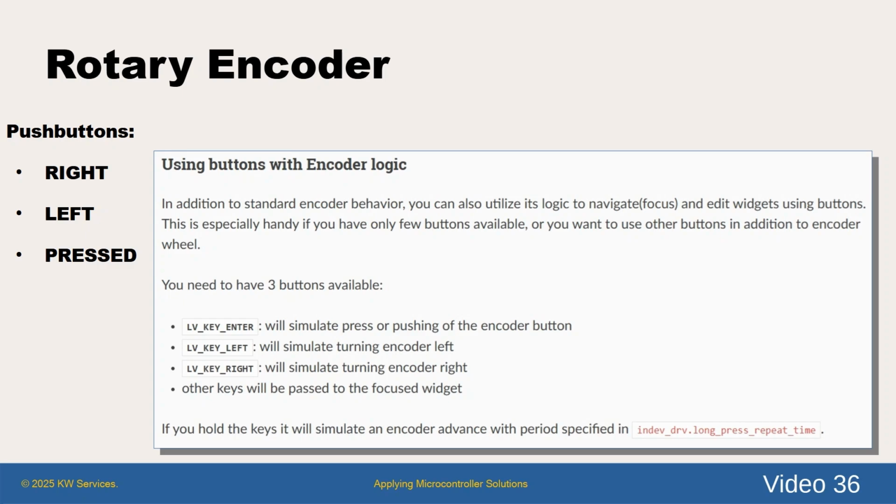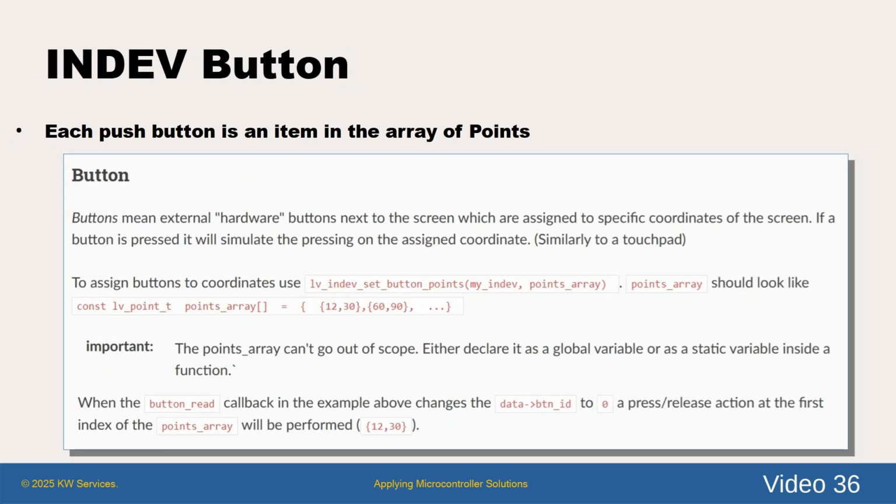A typical rotary encoder either turns right or left and has a switch. Here, the push buttons represent those actions. We like it because it provides the same operational functioning as a rotary encoder.